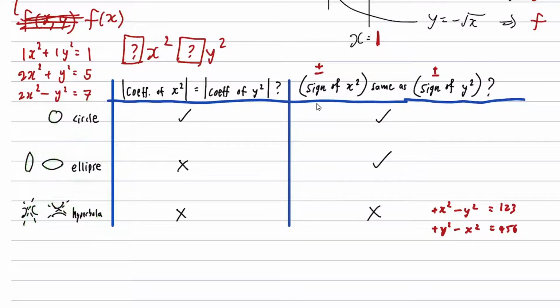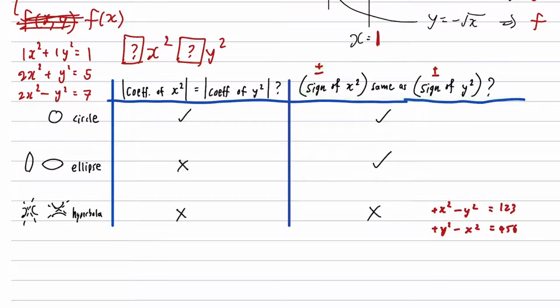Okay, then the key thing to take note of is this table. This vertical line is like the magnitude, so we don't care about plus or minus. Just take the positive value. The magnitude of the coefficient of x squared equals the magnitude of the coefficient of y squared. Let me rephrase it. Here is the column asking the question whether they are equal or not. For circle, it's a yes. For ellipse, it's a no. Hyperbola is a no.